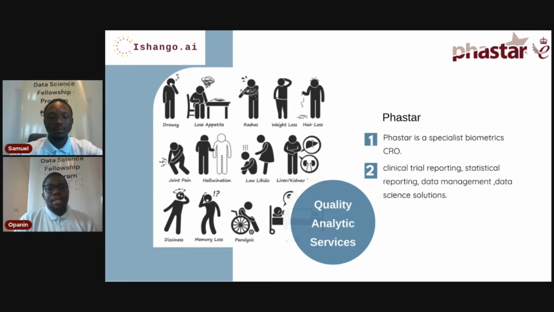The company that we work for, Phastar, is a major stakeholder in the promotion of pharmacovigilance, where they act as a specialist biometric contract research organization, giving clinical trial reporting, statistical reporting, and data management solutions to pharmaceutical companies. The problem that we are trying to solve is on clinical trial reporting, where adverse effects from clinical trials have to be documented.